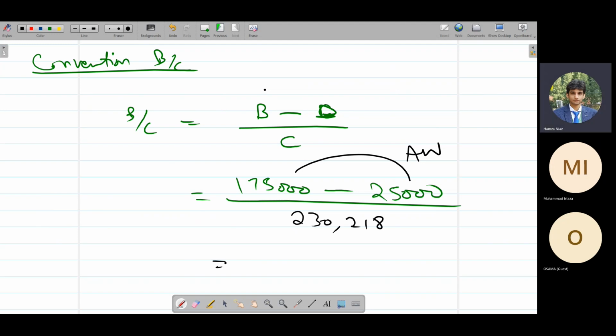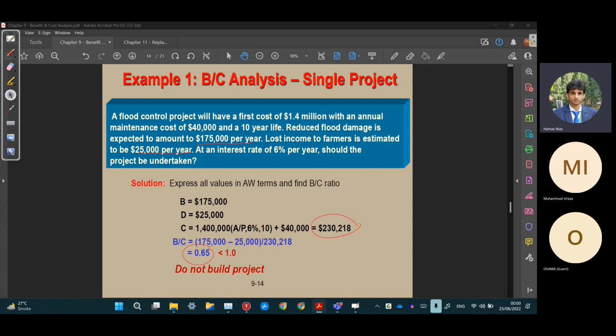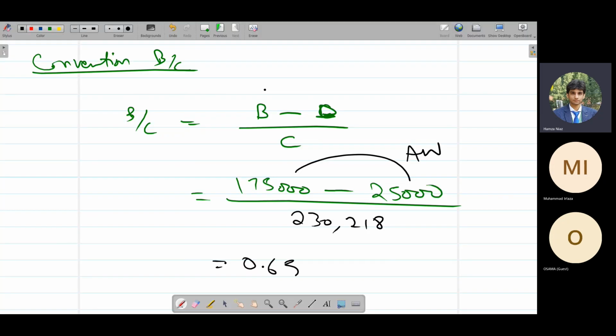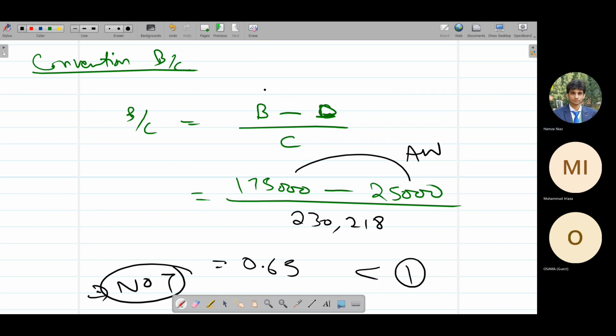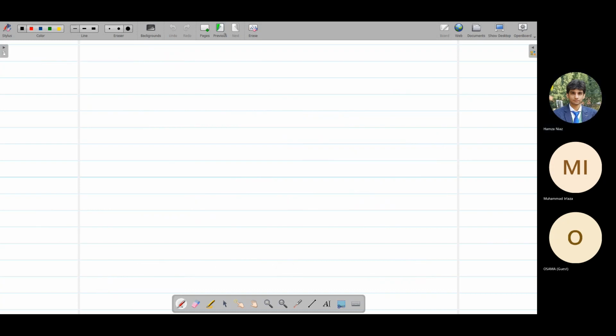So if we divide that and get the value, we got the answer as 0.65. So if this is less than 1, that is not feasible. No, we are not going to proceed with this project. If this was 1 or greater than 1, then we are going to proceed. Otherwise, we are not going to proceed. So this is how we can find the conventional B by C. We can use this example for modified as well.